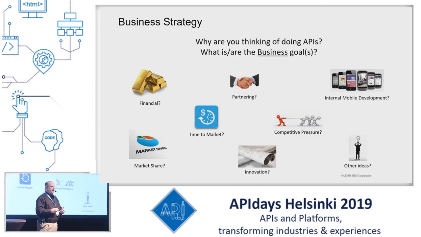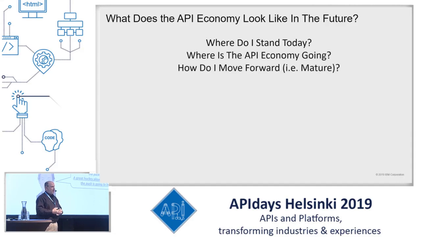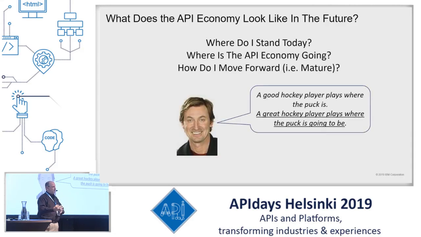And then I started to think about this in the context of a maturity model, and I said, well, it'll be a fair question for them to ask me, where is this going? What does the API economy look like in the future? Where do I stand today? Where is the API economy going, and how do I move from where I am to this future state? And I thought about the famous quote by Wayne Gretzky, a good hockey player plays where the puck is, a great hockey player plays where the puck is going to be. And so knowing where the puck is going to be is a useful thing in deciding what your strategy might be and how you move forward.